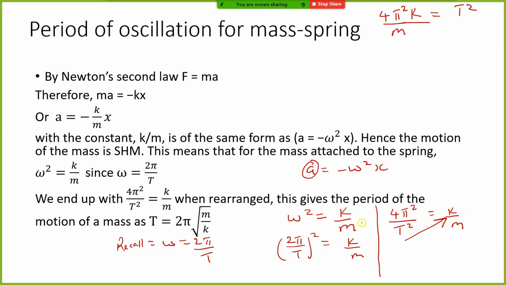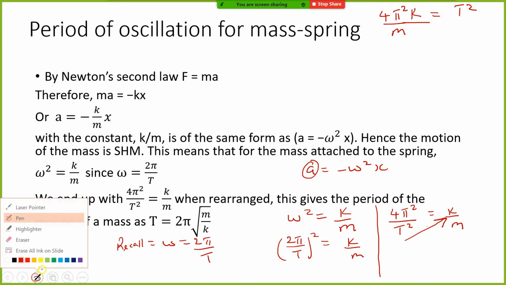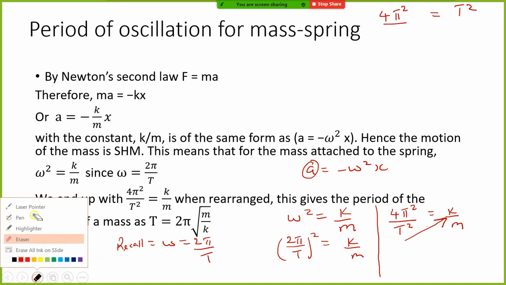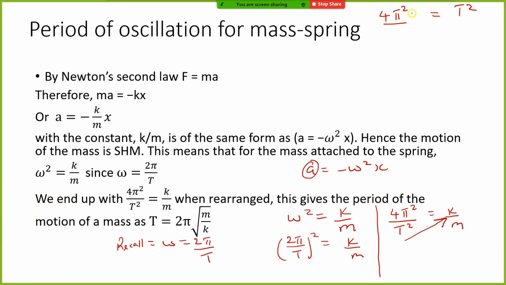Oh, wow. Let me fix something here. I didn't do it correctly. So it's a good thing I didn't do it correctly. So that m is going to come across here. So m is in the numerator while k is in the denominator. So that is what we're supposed to have here.